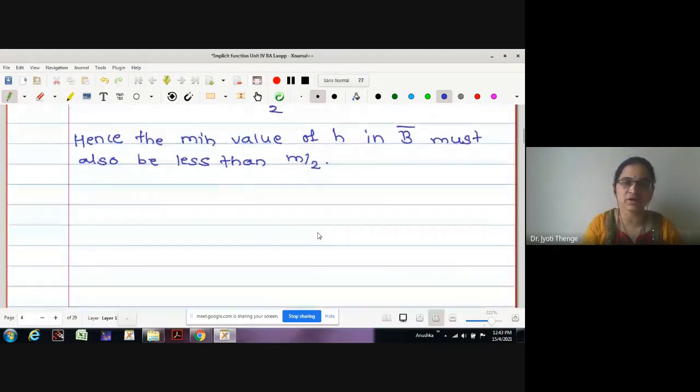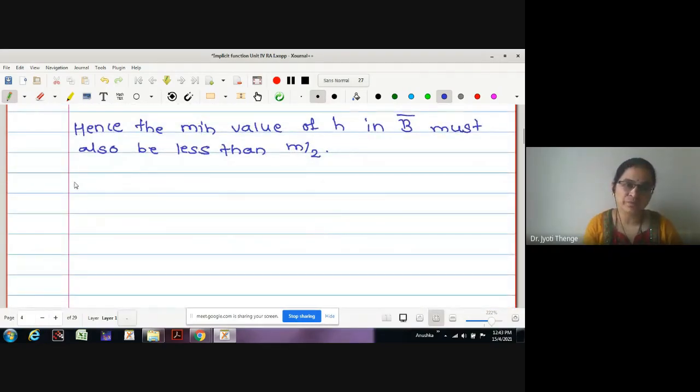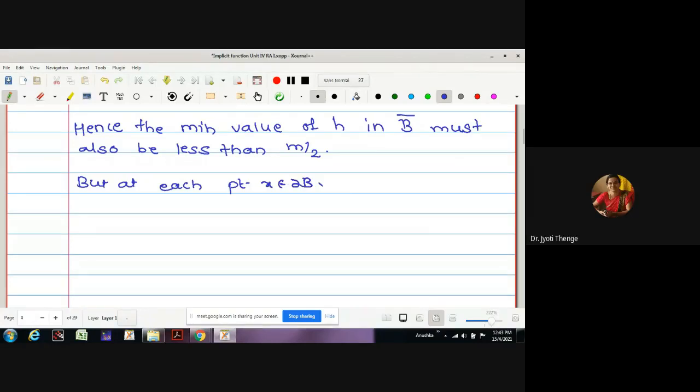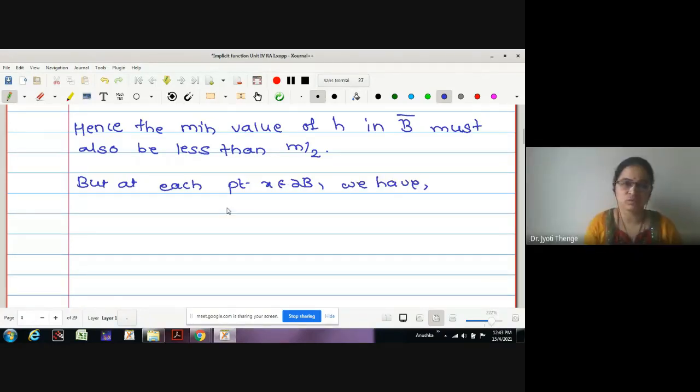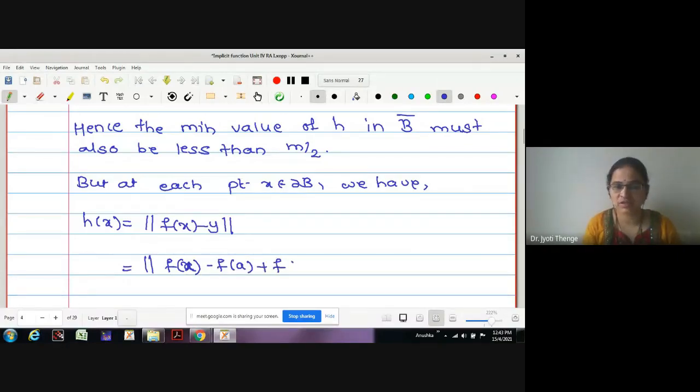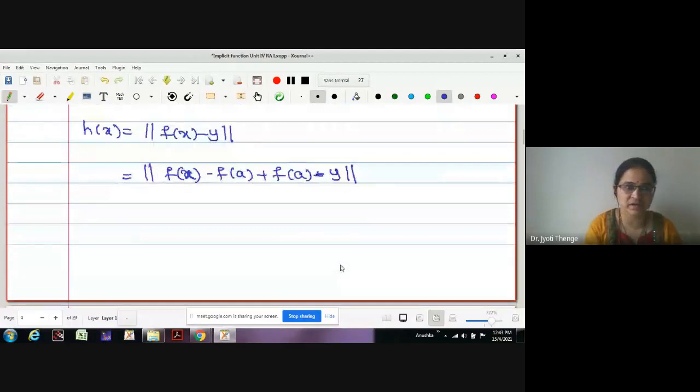Therefore, let us start with one point on the boundary and check the value. At each point x on the boundary, what will be the value? H of x we were trying to find out, which is actually norm of f of x minus y. For proving the result, let me do a small adjustment. I will just add and subtract f of A. Therefore, this is f of x minus f of A plus f of A minus y. Purely an adjustment I have done.